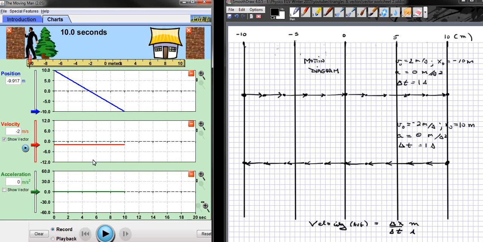And so now we have two different ways of representing motion. We can use a motion diagram, and we can also use a graph. And so the next thing we want to talk about are the equations for each one of these. And so let's do that in a separate video.